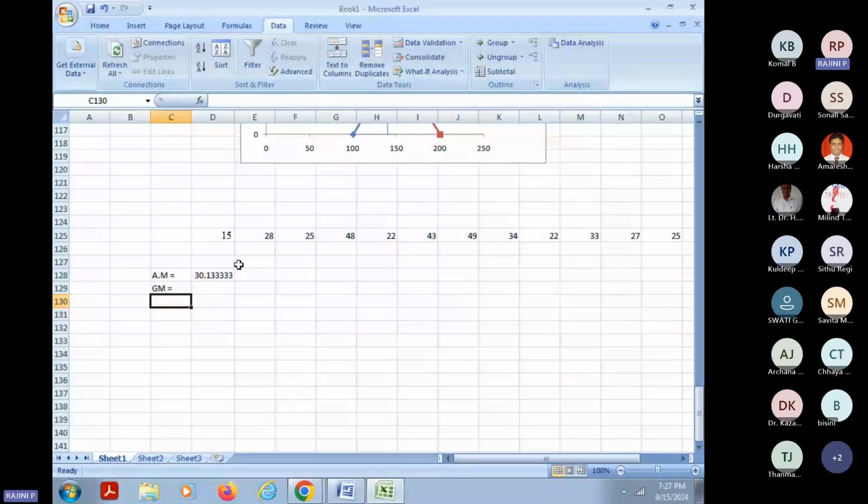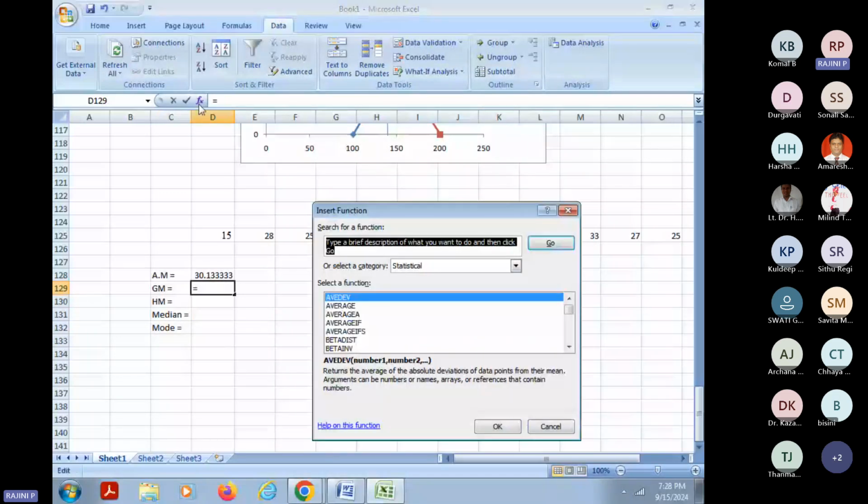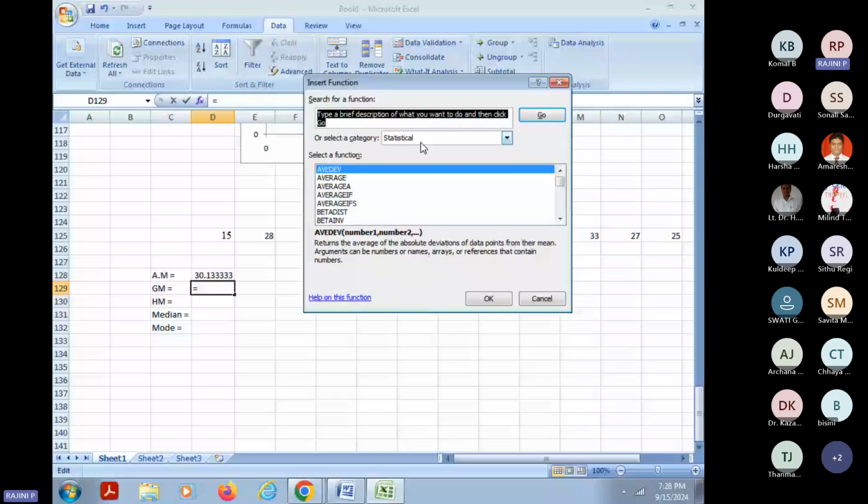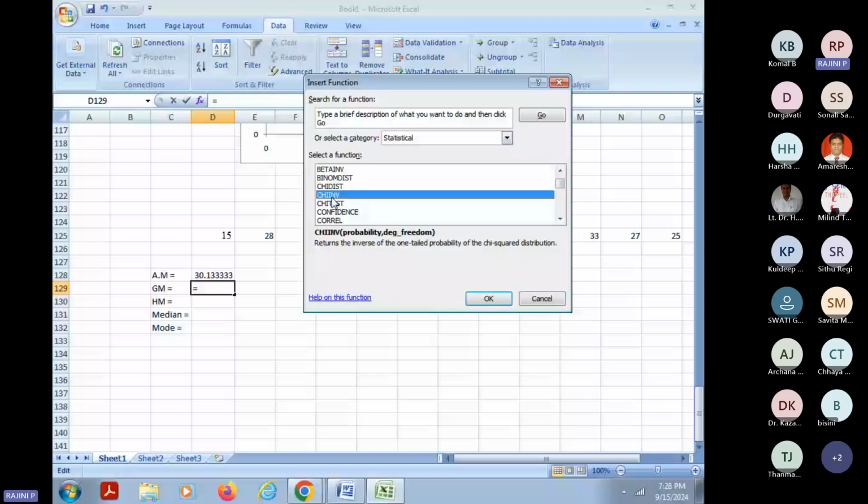Next I want to go for the harmonic mean, and next median, and next mode. These are all calculations I have to do. Then geometric mean, how can I do that? Functions, and here statistical. In this, just now we used it, so by default it will be there. Then click on G for geometric, and you'll find the name.